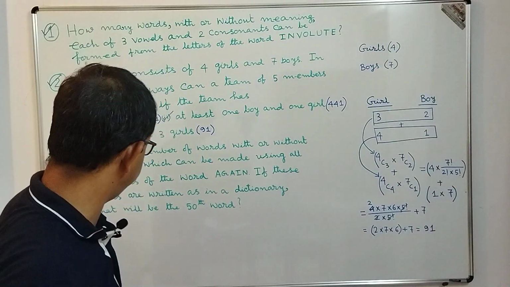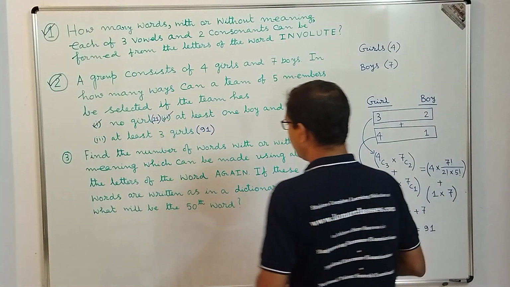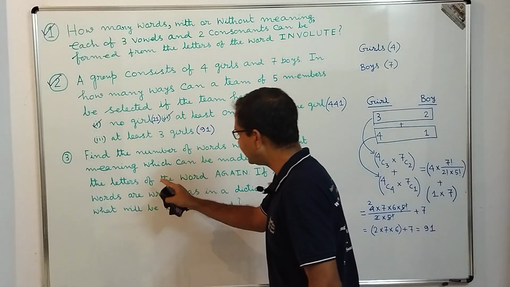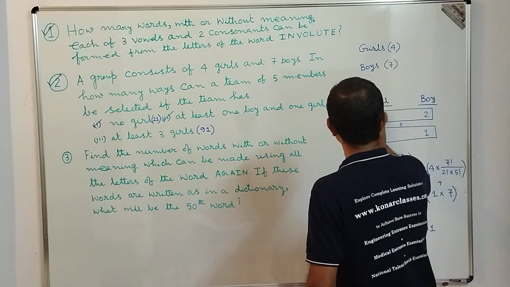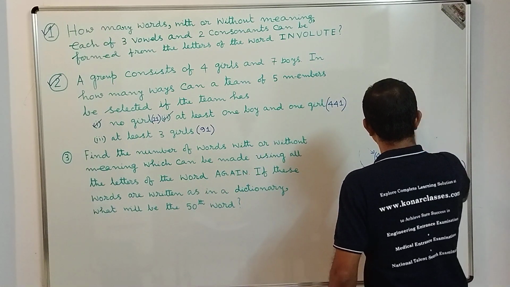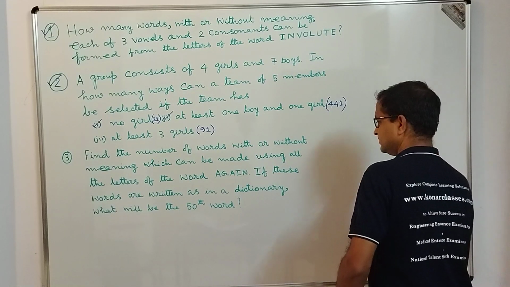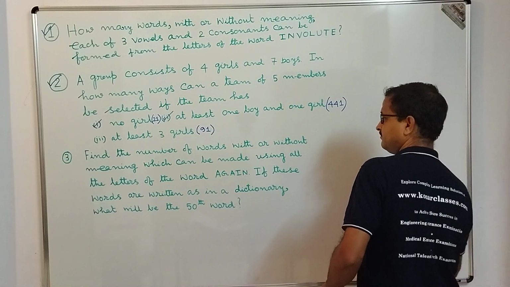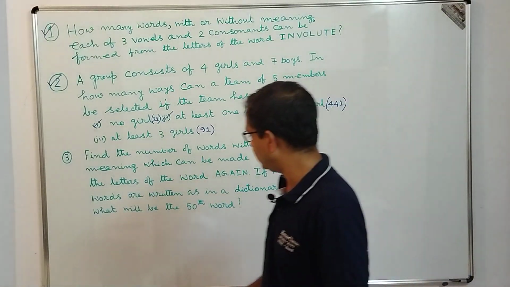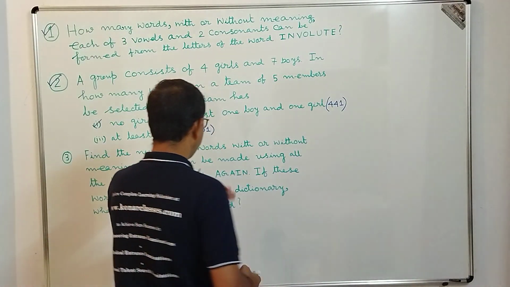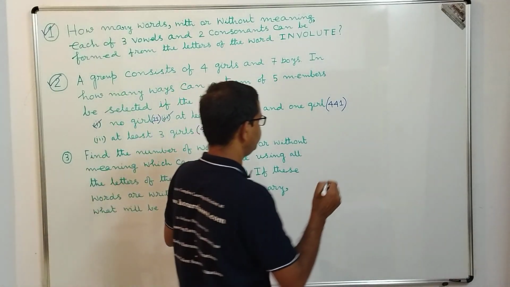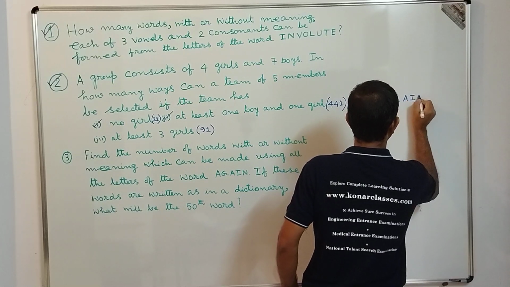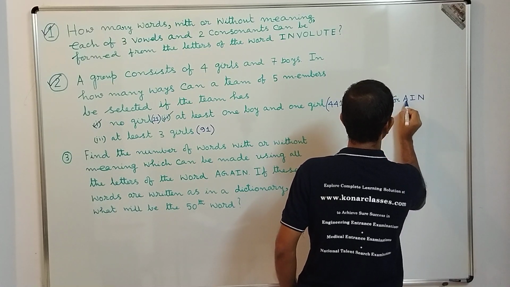Now let's concentrate on the third question. What is the third question? Find the number of words with or without meaning which can be made using all the letters of the word AGAIN. So let's concentrate. Find the number of words with or without meaning which can be made using all the letters of the word AGAIN. If we just concentrate on the first part of the question, the word AGAIN, here how many objects are there? 1, 2, 3, 4, 5.